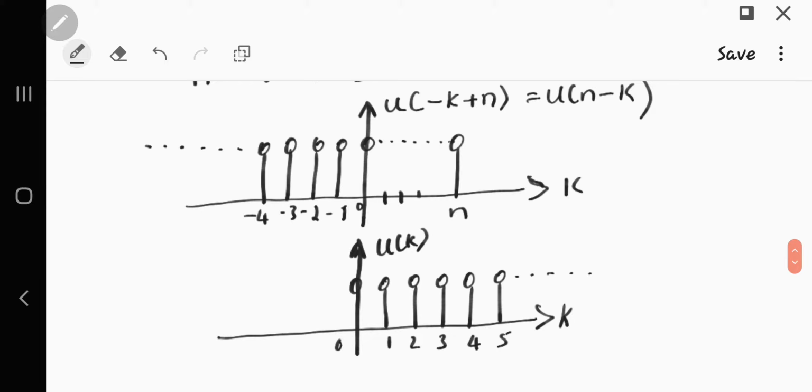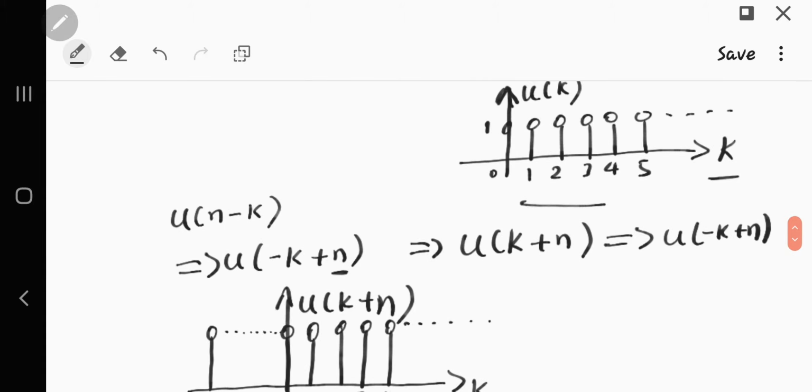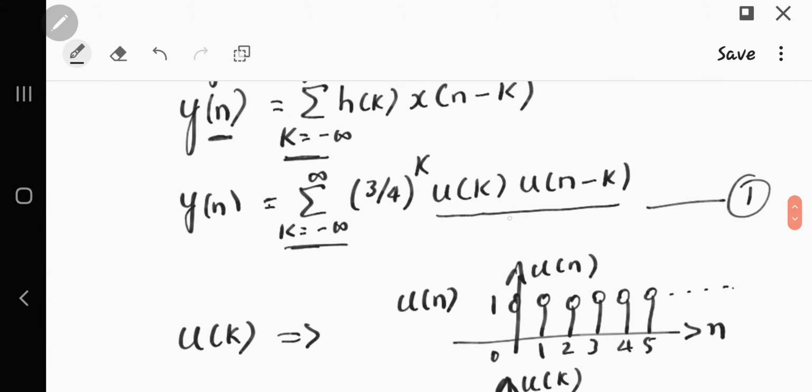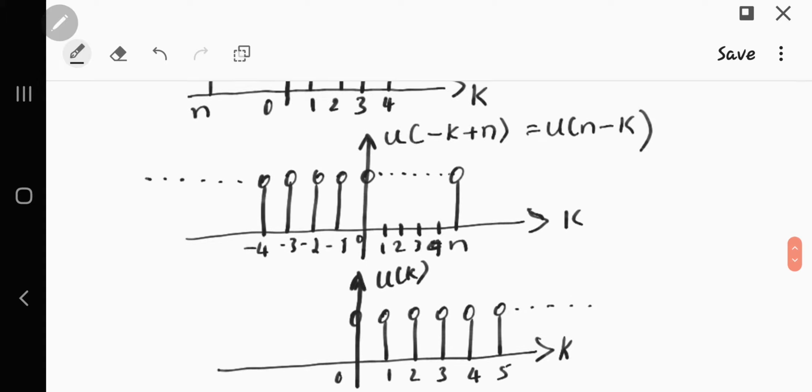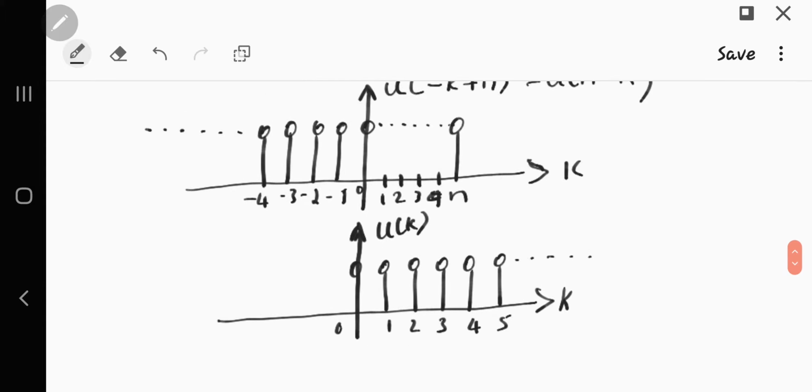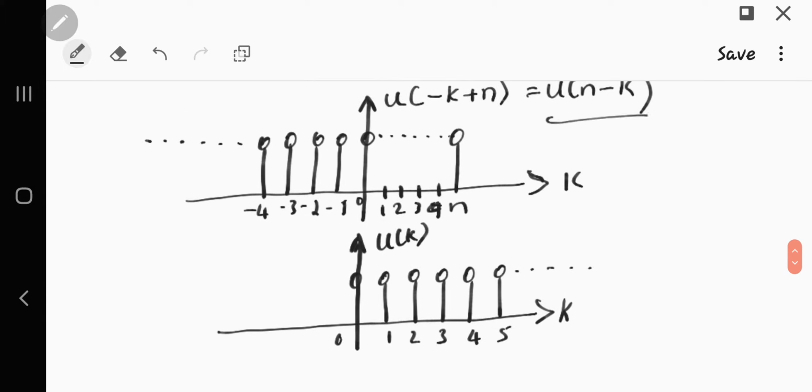And I will re-mention the indexes 1, 2, 3, 4. I don't know where the value of n is. N can take any value. Now observe this here in expression 1, it is u of k multiplied with u of n minus k. So that means these two signals, u of n minus k and u of k, have to be multiplied.